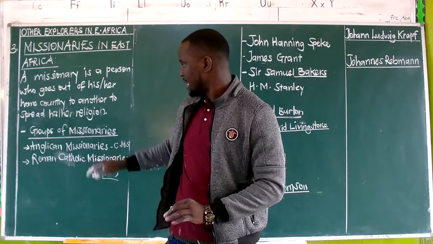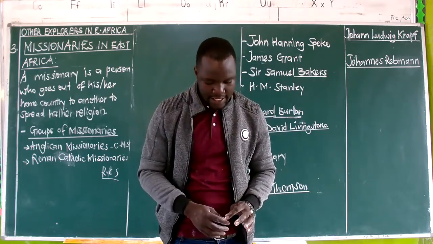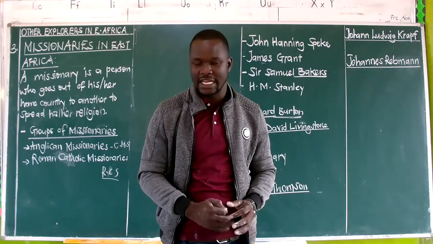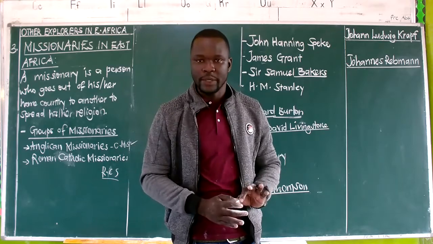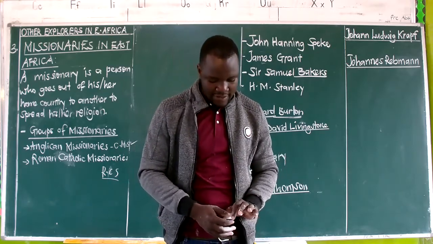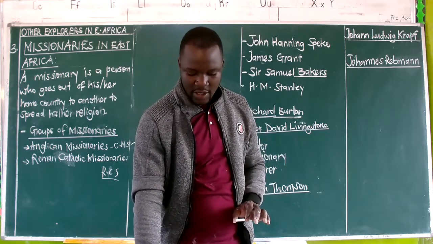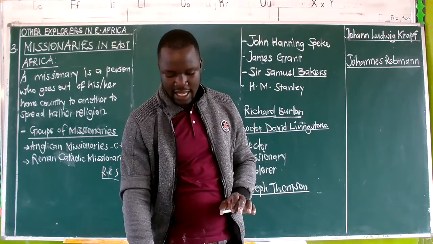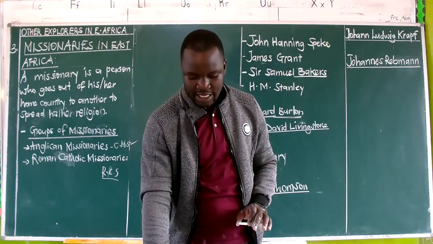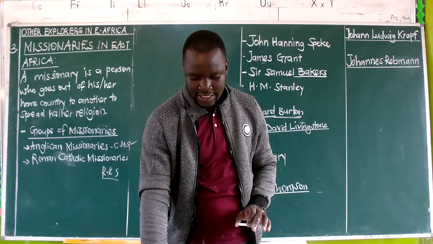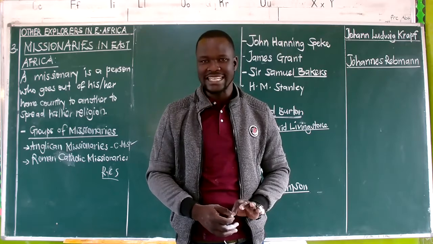For the Anglican missionaries, we are saying they were the first to come to East Africa, and they were sent by different societies. Mainly for us in Uganda, we say they were sent by the Church Missionary Society. Then we also have other societies like the London Missionary Society, and the Free Church of Scotland. We have the British Church Missionary Society and Church of Scotland Mission. We have the African Inland Mission and the Lutherans.